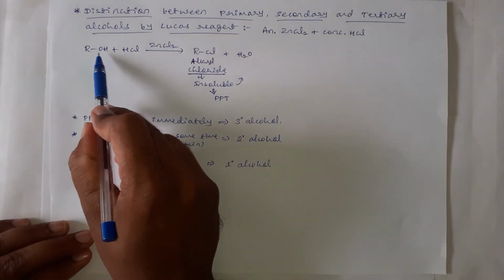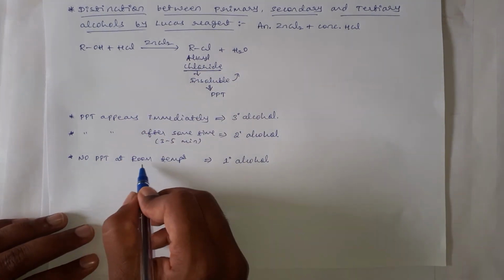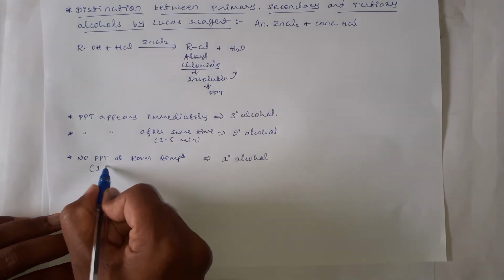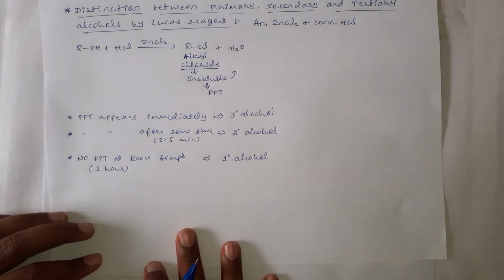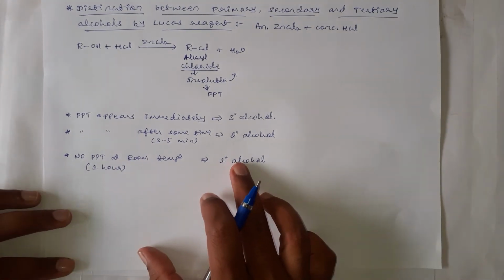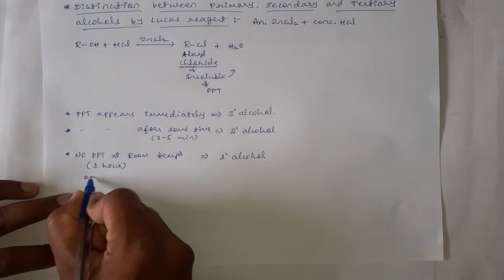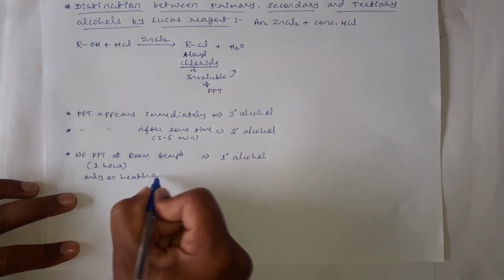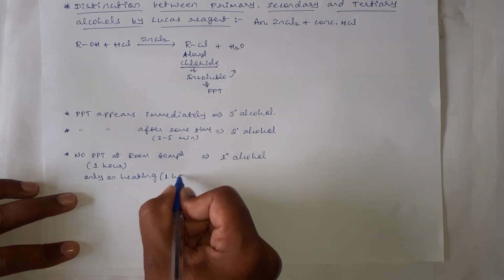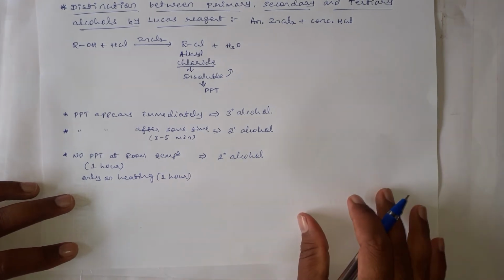When the alcohol is treated with Lucas reagent at room temperature for about 1 hour, if we are not getting any precipitate, it means the given alcohol is a primary alcohol, but here we will get the precipitate only on heating, that too for about 1 hour.